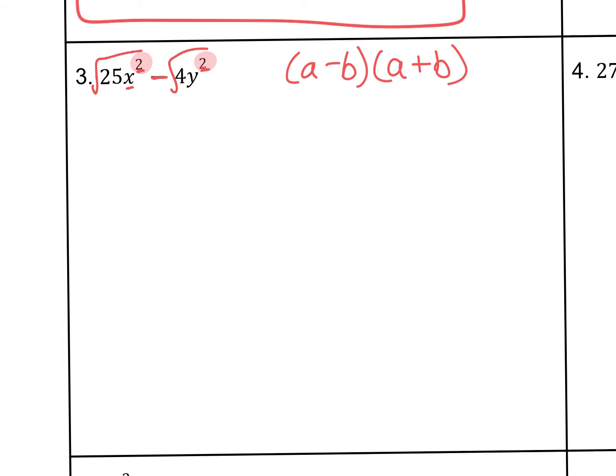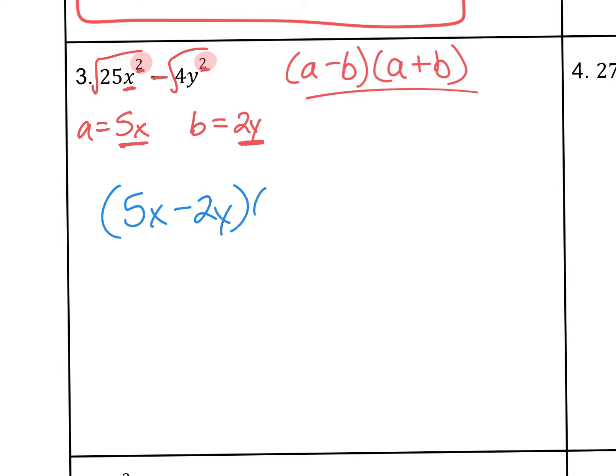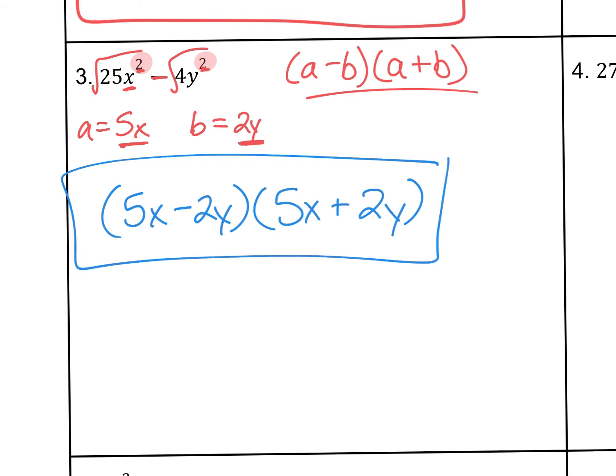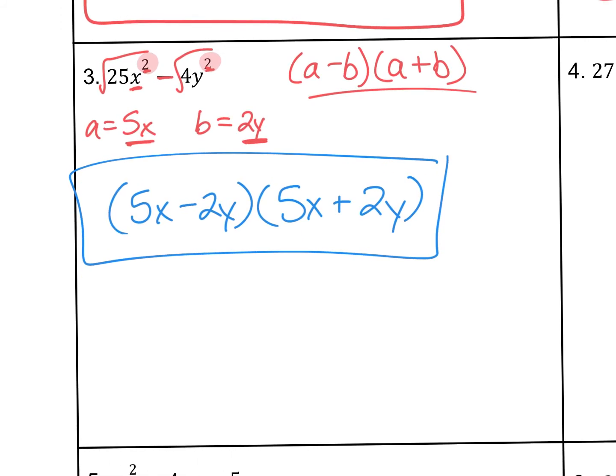It's going to be the square root of 25, which is 5, but also the square root of x squared, which is x. Same thing over here. B is going to be the square root of 4, which is 2, and the square root of y squared, which is y. So now I have my a and b, and I just plug them in where they go. So we've got 5x minus 2y times 5x plus 2y. Okay, in whichever order. So if you put 5x plus 2y times 5x minus 2y, same exact thing.